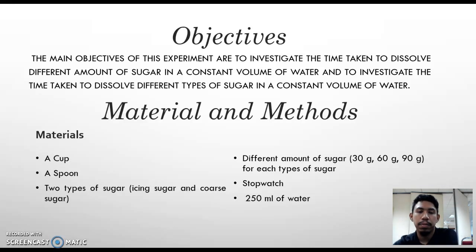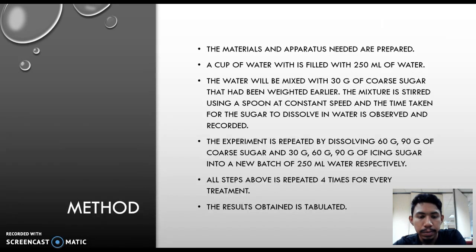For the objective, the main objectives of the experiment are to investigate the time taken to dissolve different amounts of sugar in a constant volume of water, and to investigate the time taken to dissolve different types of sugar in a constant volume of water. The materials needed are a cup, a spoon, two types of sugar, different amounts of sugar, 30, 60, 90 grams for each type of sugar, a stopwatch, and 250 ml of water.